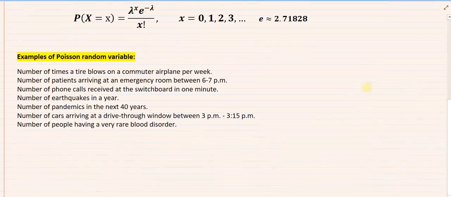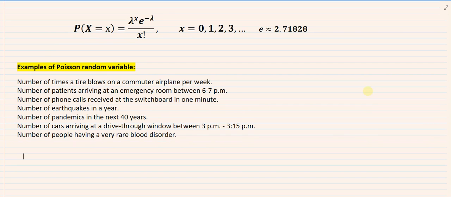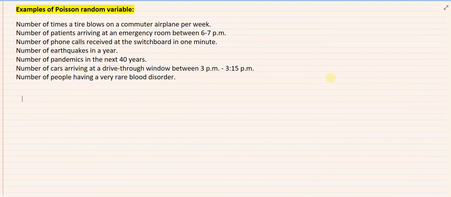Here are some examples of a random variable that follows a Poisson distribution. Typically, the Poisson distribution is used for assessing probabilities of rare events. If you look at most of these examples, these events are very rare in occurrence. Okay, so let's begin by showing that this probability distribution is a valid probability distribution.